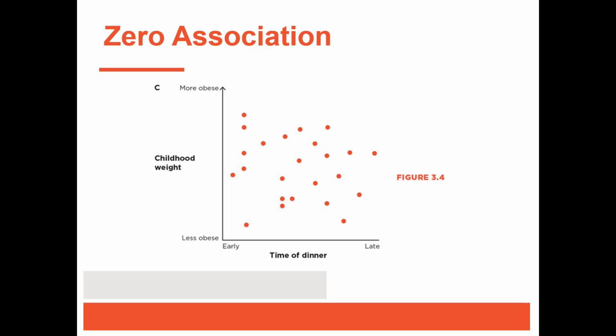Finally, we have zero or no association. This is when there is no association between the two variables. There is no pattern in one variable changing as the other changes. An example here is the claim that a late dinner is not linked to childhood obesity. We can see that there is no relationship between the time one eats dinner and their childhood weight. Again, if we were to draw a slope line in this example, we would see that it does not change as we move from left to right.